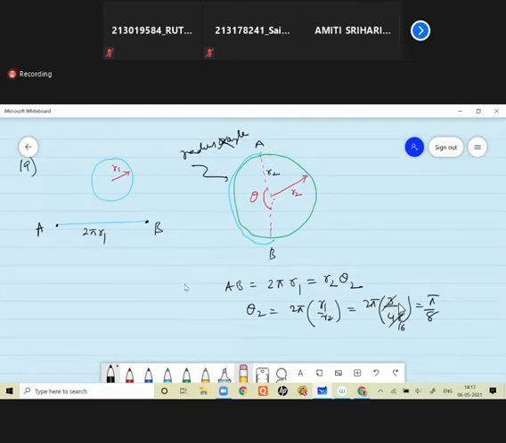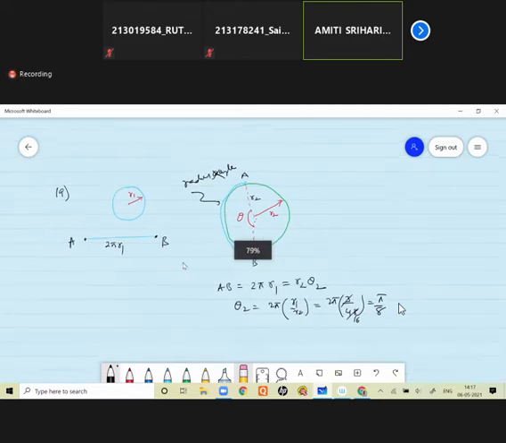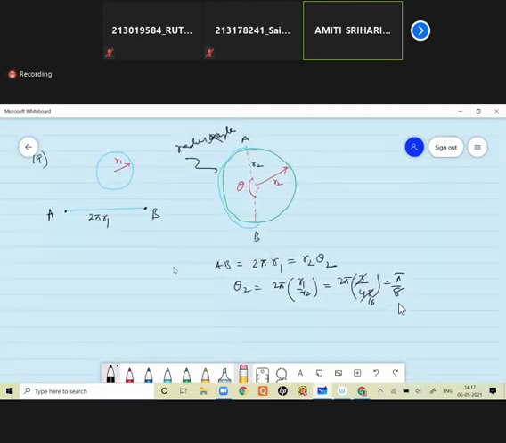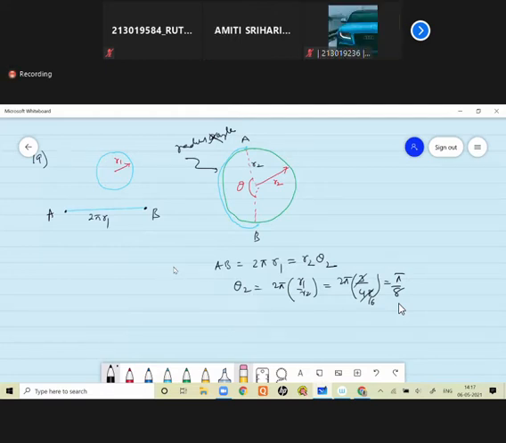One minute, the problem is not over. Theta 2 you got in radians, but the question asks for grades. How many grades? 9 by 10 degrees is 1 grade. One right angle means pi by 2 radians is equal to 100 grades. Therefore, theta 2 is 1 by 4 into pi by 2 radians.